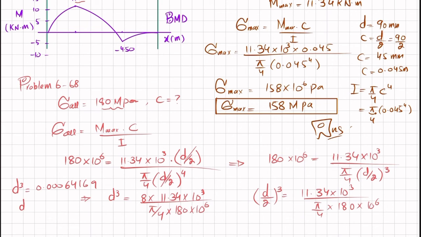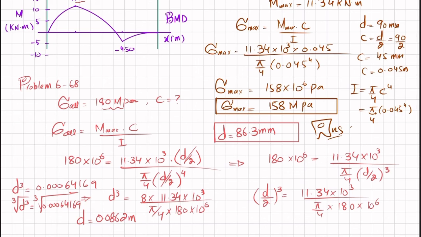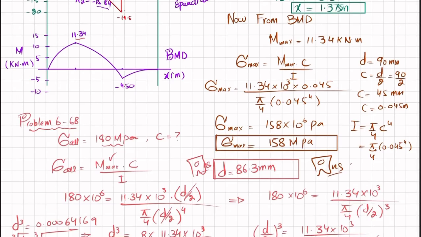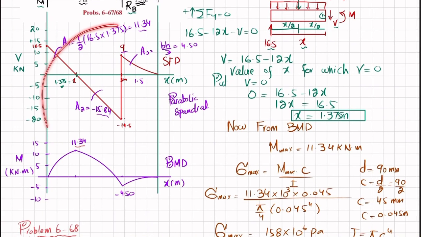And this d power 3 will be equal to 0.000641669, and d will be the cube root of 0.000641669, and from here you will get d equal to 0.0862 meter, or d will be equal to 86.3 millimeter, which is the answer of our second part. Remember, if you have been given problem 6-68, you will need maximum bending moment, for which you have to perform all these things. Clear?